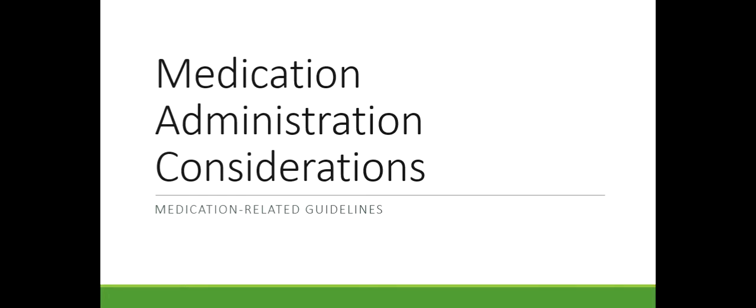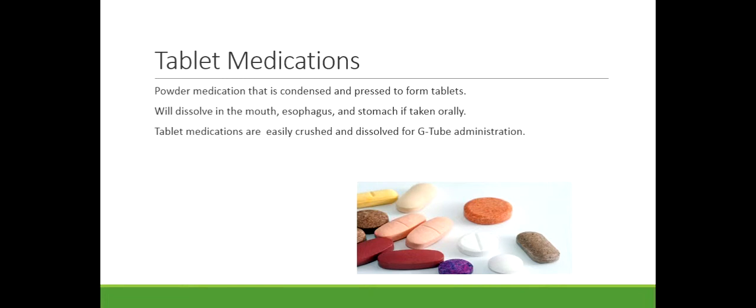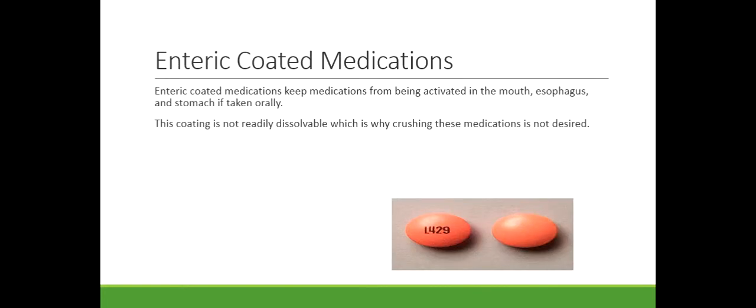Medication administration considerations and other medication-related guidelines. Tablet medications are powder medications that are condensed and pressed to form tablets. They will dissolve in the mouth, esophagus, and stomach if taken orally. Tablet medications are easily crushed and dissolved for G-tube administration. Enteric-coated medications are medications that are kept from being activated in the mouth, esophagus, and stomach if taken orally. This coating is not readily dissolvable, which is why crushing these medications is not desired.